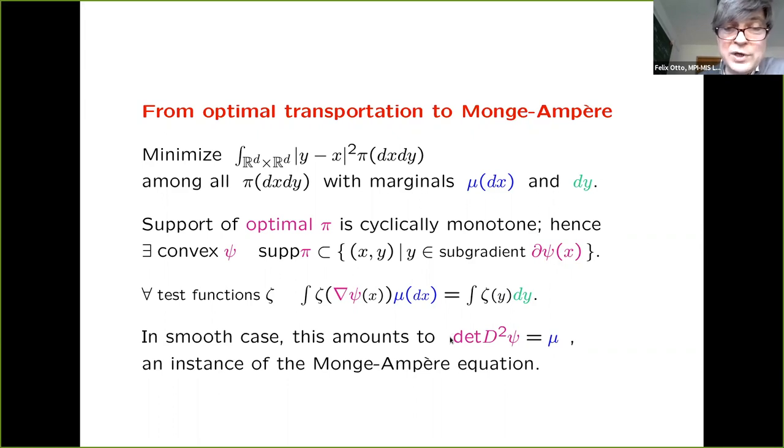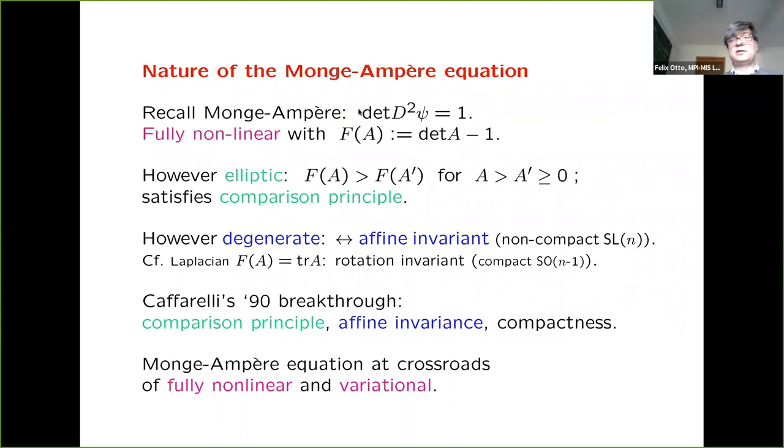And I'm going to say a little bit more about the nature of the Monge-Ampère equation on the next slide. So here again is the Monge-Ampère equation. We have a convex function psi. We look at the determinant of its second derivative matrix, its Hessian. And let's assume that the right-hand side is as simple as it can be, equal to one. Then this falls, now this is a bit of language, into the class of what's called fully nonlinear equations, with a nonlinearity, a map which goes from symmetric matrices into the real numbers, which is given by the determinant minus one.